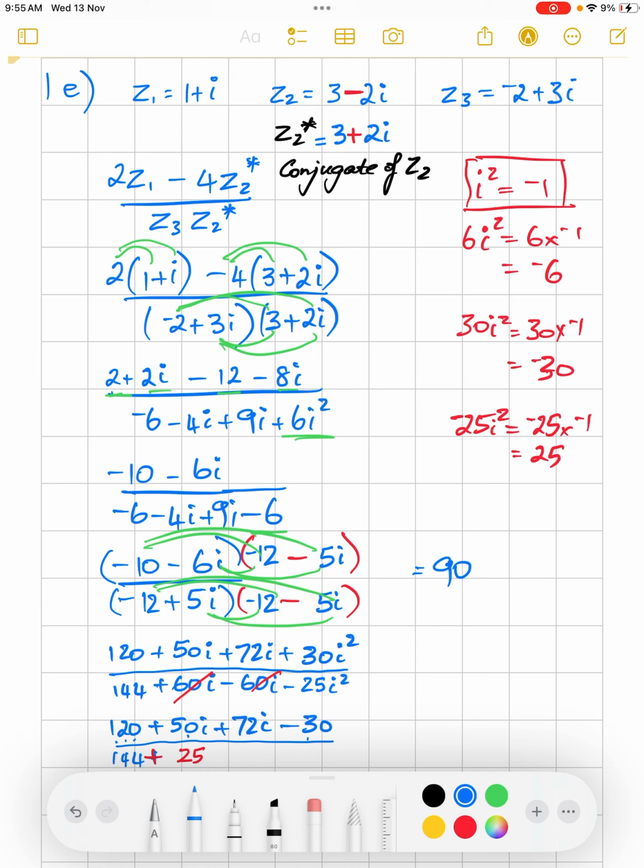And 50i plus 72i is 122i over 169. We can split this up: 90 over 169 and 122 over 169 i. And there we have our final result for this question.